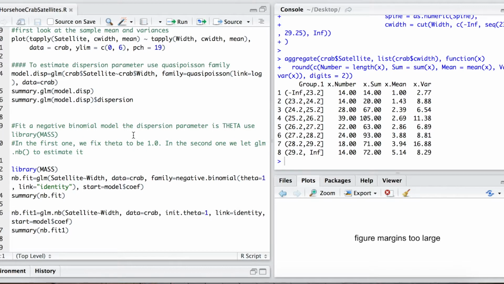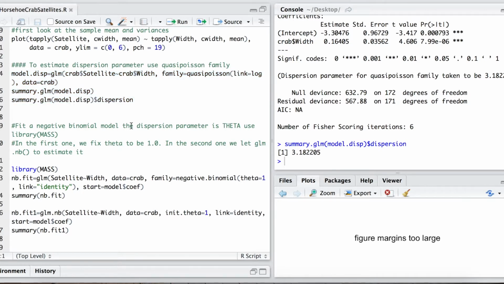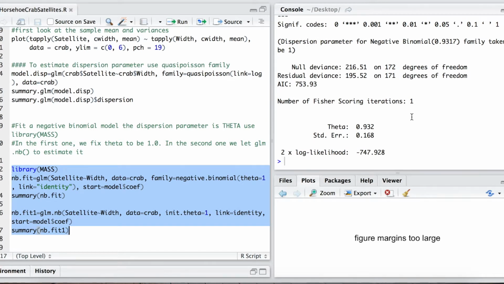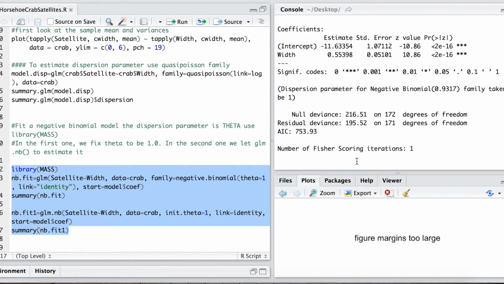This phenomenon of the data having greater variability than expected for a GLM is called over-dispersion. For over-dispersion, we use the dispersion GLM function here. Another way to do this adjustment is to fit a negative binomial model with the dispersion parameter theta. But for this method, we have to use the MASS library. And we will get this after adjustment.